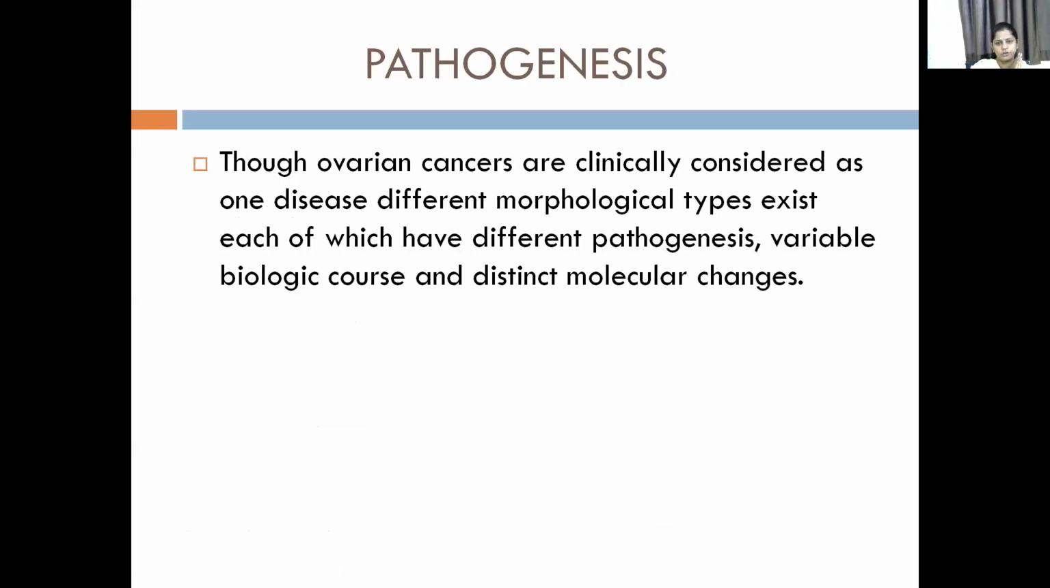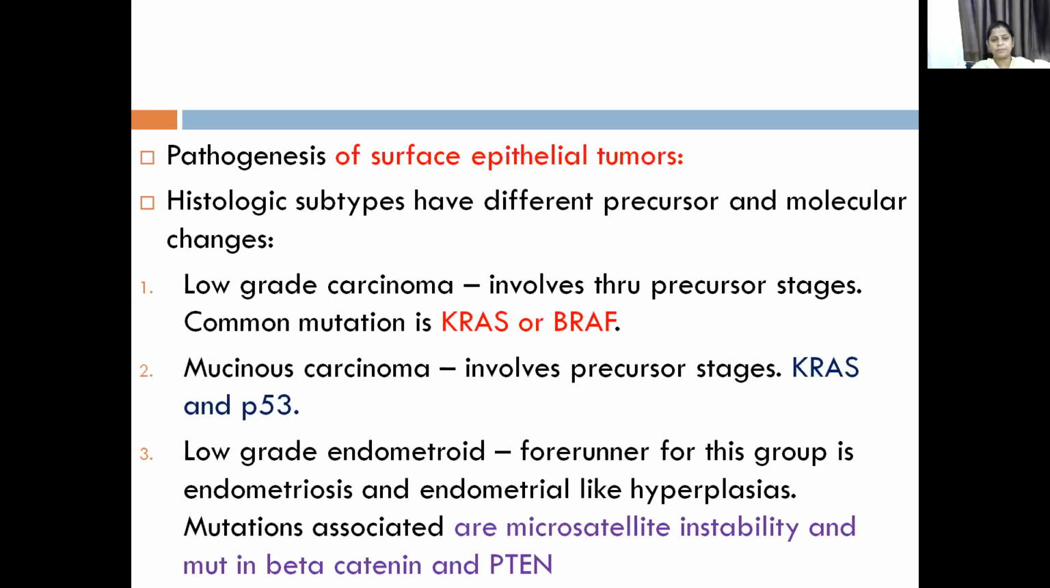Now coming to the pathogenesis of ovarian tumors. Though ovarian cancers are clinically considered as one disease, different morphological types exist. And each morphological type has its own pathogenesis, its own biological course, and is associated with some particular specific molecular changes. Now, pathogenesis of surface epithelial tumors. Okay, these are the serous, mucinous, and Brenner and all that. So histological subtypes have different precursors and molecular changes.